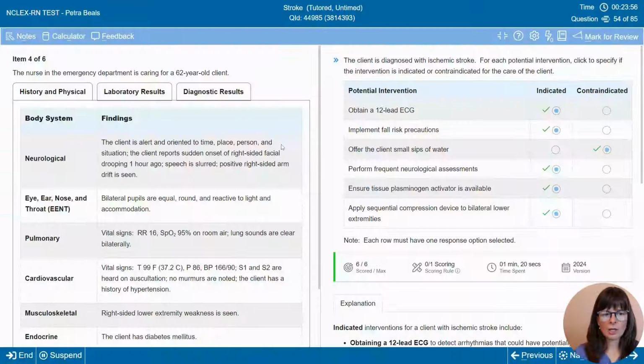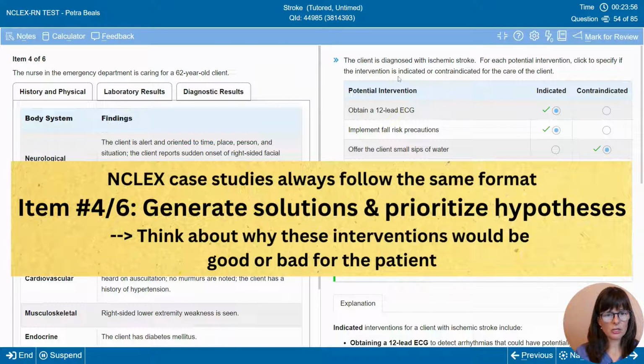So let's go ahead and look at our patient in the case study that we've been looking at. Here we're looking at question number 4 of this case study, where we are in the emergency department caring for the 62-year-old client that we're suspecting is having an ischemic stroke. Now we're given some potential interventions here, and we are asked to specify if the intervention is indicated or contraindicated for the care of the client.